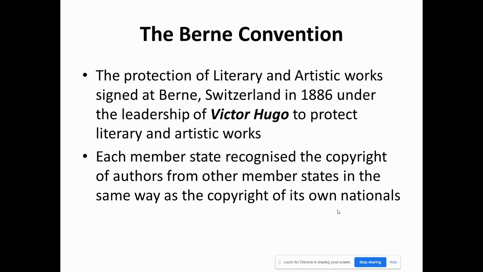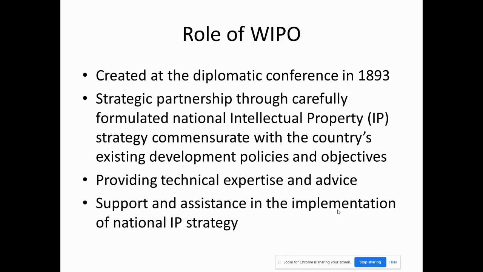This is also similar to the Paris Convention, where each member state recognizes the copyright of authors from other member states in the same way as the copyright of its own nationals. So all the members recognize copyright. Because of these two conventions, we now had WIPO. WIPO was created in 1893 after these two conventions, and the basic idea was to follow these two conventions through WIPO.